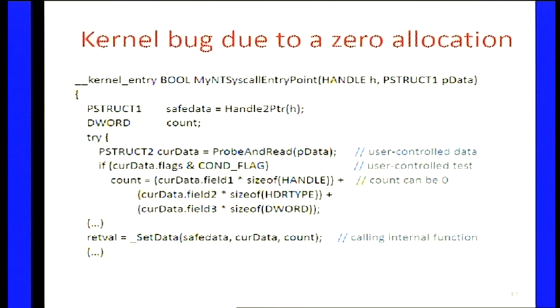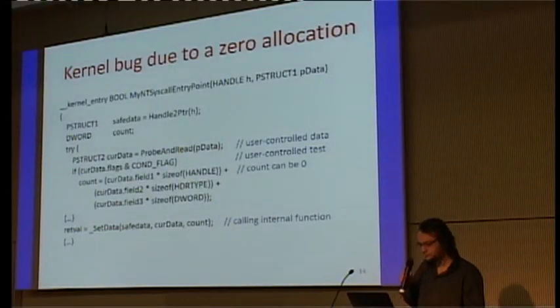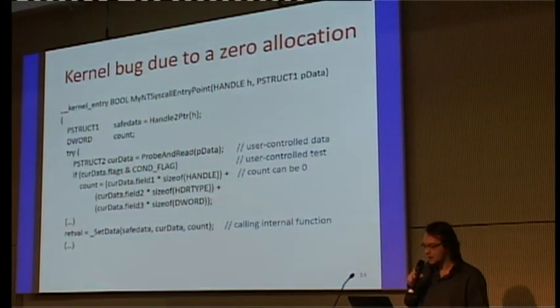Imagine you have a system call. In that case, I called my syscall entry point. It takes two parameters. One of them is a pdata pointer. For those of you who are not familiar with the format of type names in Windows, those are in uppercase, and when you have a P at the beginning, it means it's a pointer. So pdata of type p struct1, which means pointer on a type struct1, on a variable of type struct1.